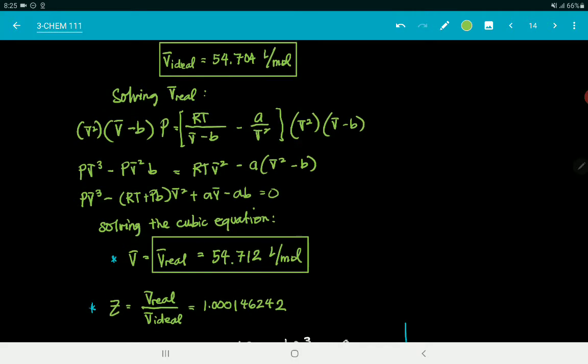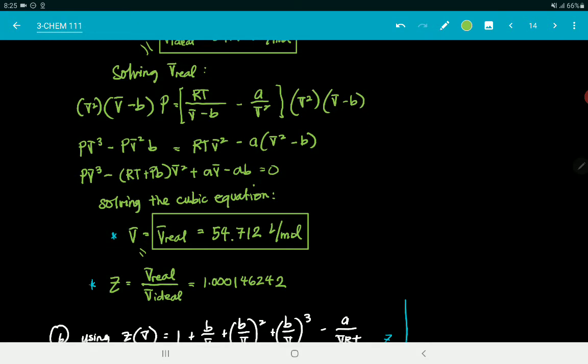So since meron na tayo ng V bar ideal dito sa taas and we have V bar real sa baba, we'll just solve the ratio V bar real over V bar ideal, which is equal to Z. So, kapag dinivide niyo yung dalawa, 1.000146242 ang inyong magiging value ng compression factor.